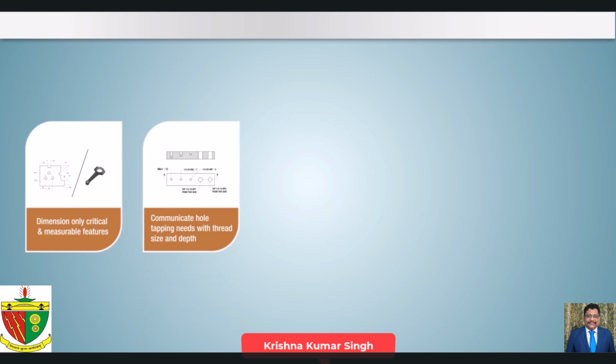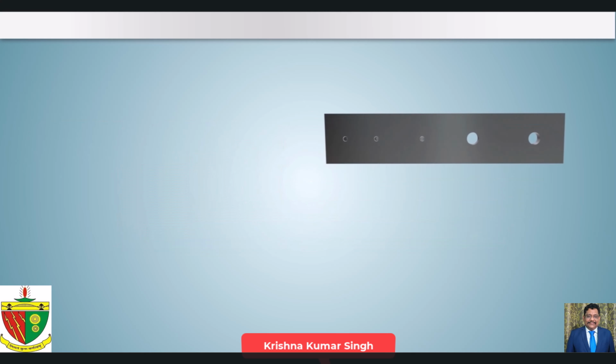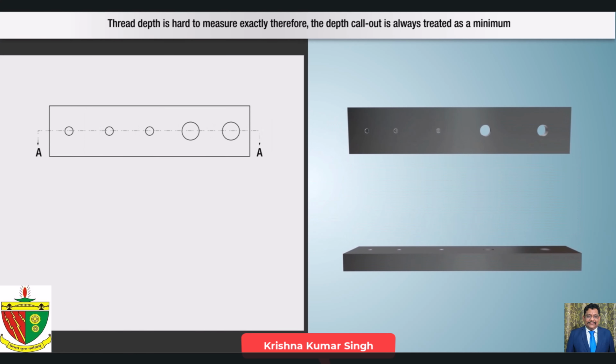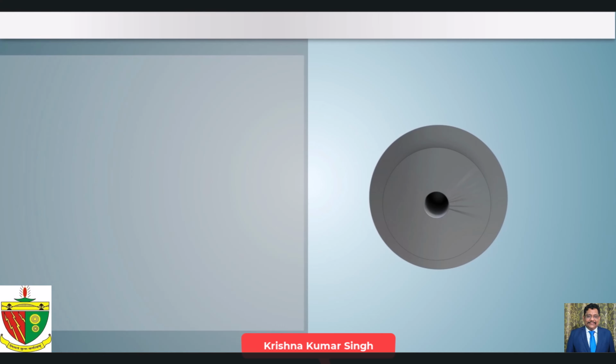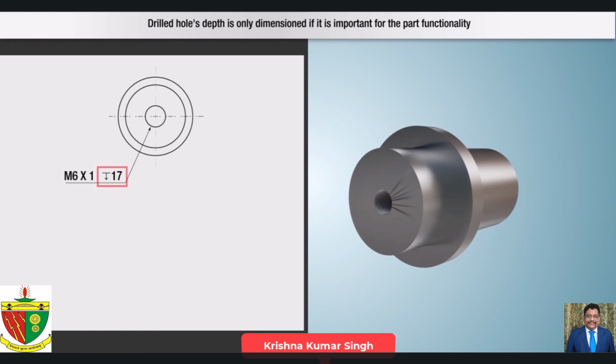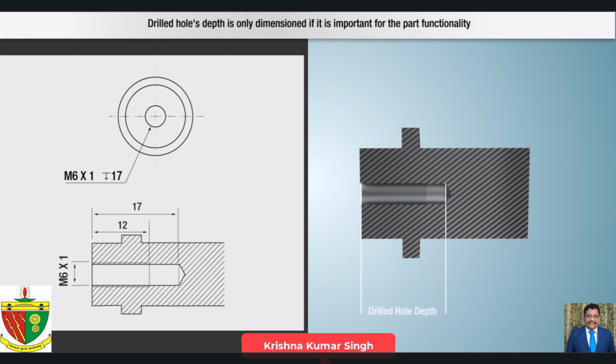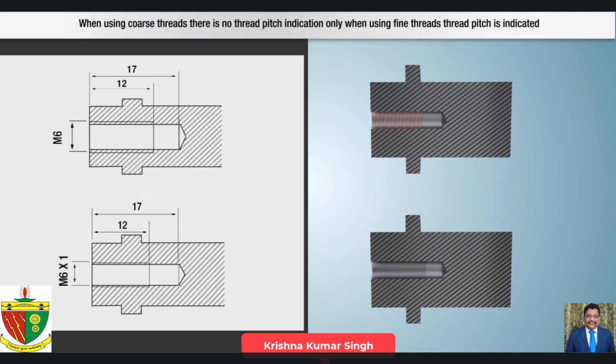Communicate hole tapping needs with thread size and depth. Thread depth is hard to measure exactly, therefore, the depth callout is always treated as a minimum. Drilled hole depth is only dimensioned if it is important for the part functionality. When using coarse threads, there is no thread pitch indicated. Only when using fine threads is the pitch indicated.